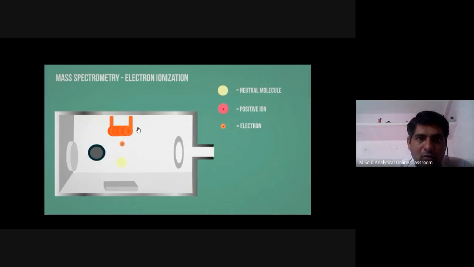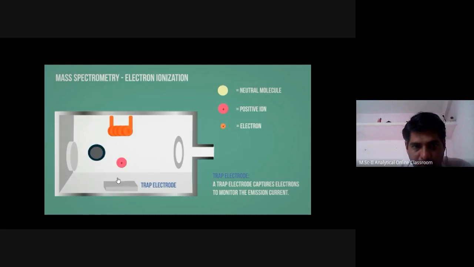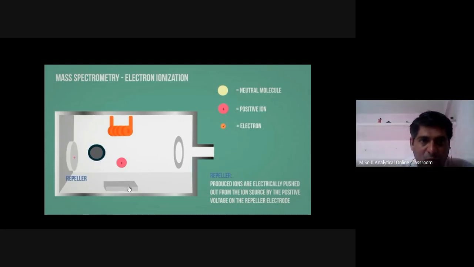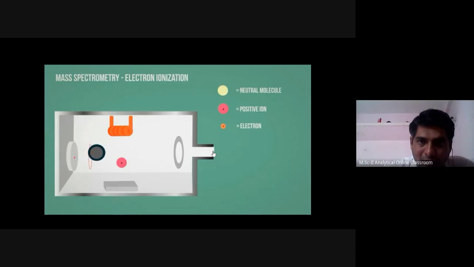This will produce electrons, which will come and collide with the molecules. You can see that after collision, a positive ion is formed from the neutral molecule, and the electron moves to the trap electrode. The electron will be attracted to this end, and the current will be measured. Now this is the positive ion. We have to move this positive ion towards the mass analyzer, which is connected at this end.